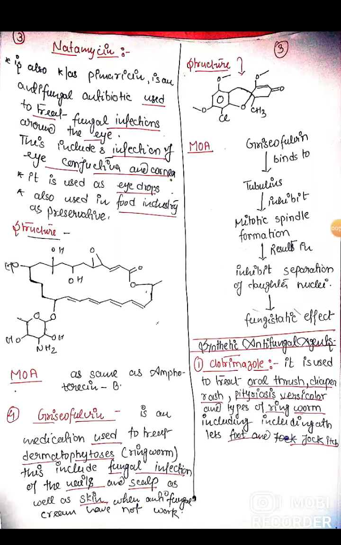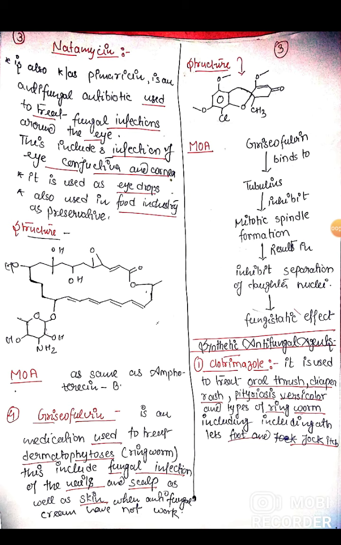So here we will discuss the antifungal agents. The first antifungal agent is natamycin. Natamycin is also known as pimaricin. Pimaricin is an antifungal antibiotic used to treat fungal infection around the eye. This includes infection of the eye, conjunctivitis and cornea.